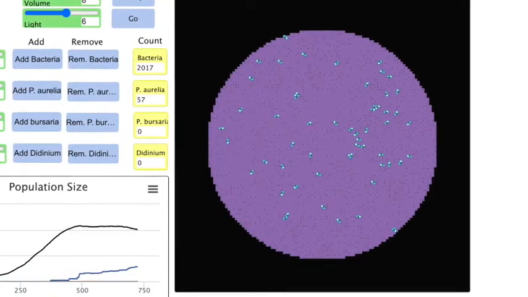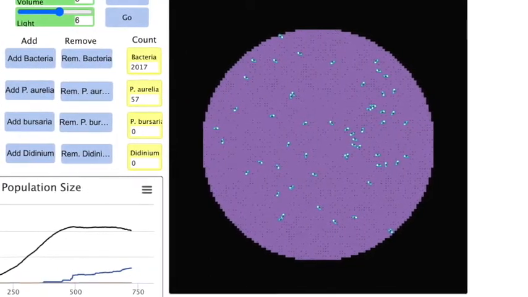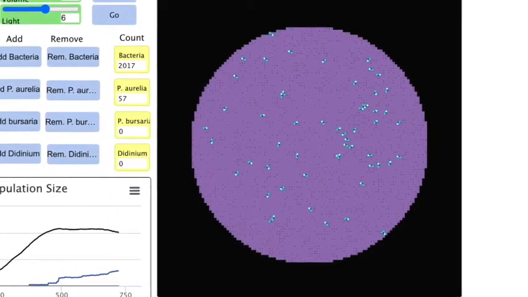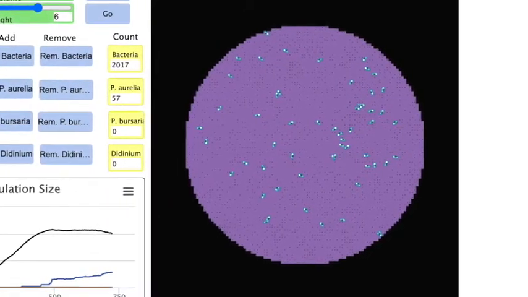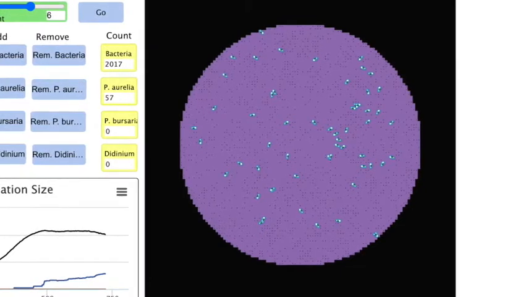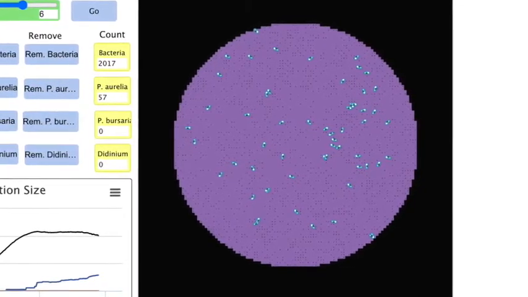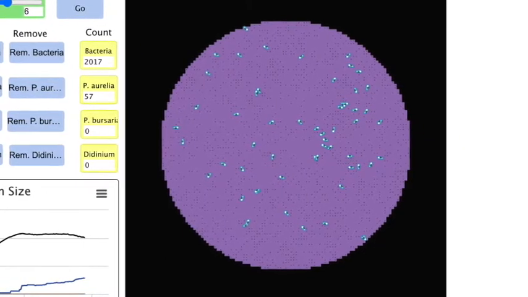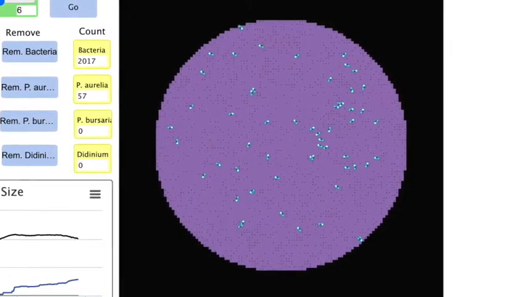The first experiment I conducted was by adding an initial 200 bacteria and adding P. aurelia into the mix. It wasn't long before the bacteria increased in numbers as well as the P. aurelia.